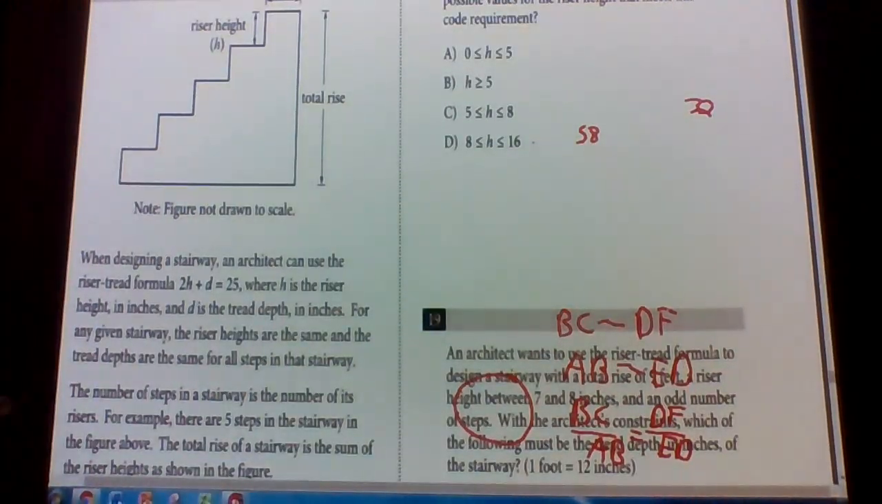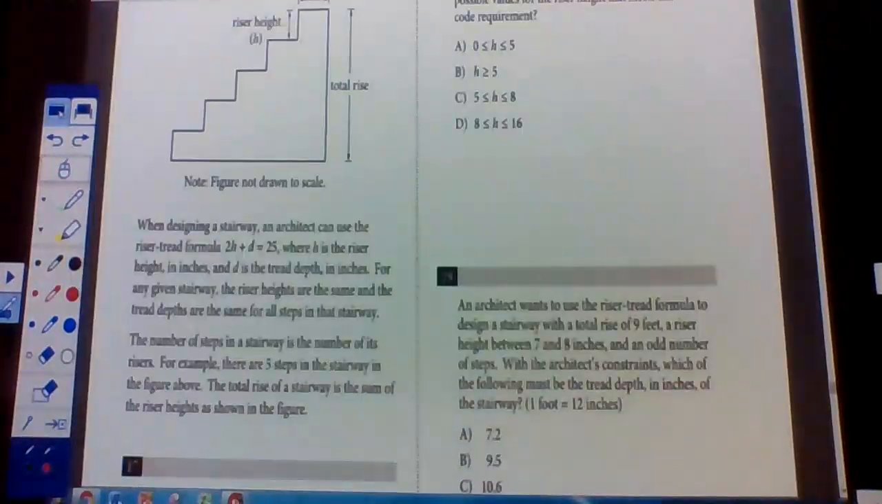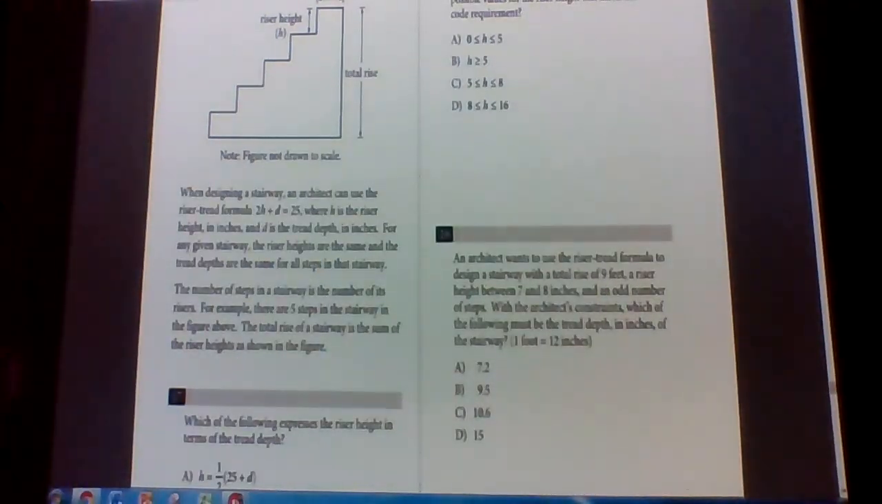Okay, we gotta zoom out on this one again. Probably a little more. Okay.